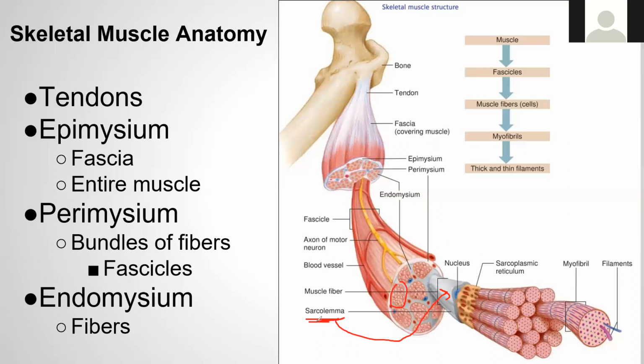After we go from the sarcolemma, we get into the sarcoplasm. The sarcoplasm, which isn't really pictured here, is to a skeletal muscle what cytoplasm would be to any other cell. So this is kind of like a gel-like substance that encases where the muscle fibers stick within. It's almost like the goo or gel that the muscle fibers just live in.